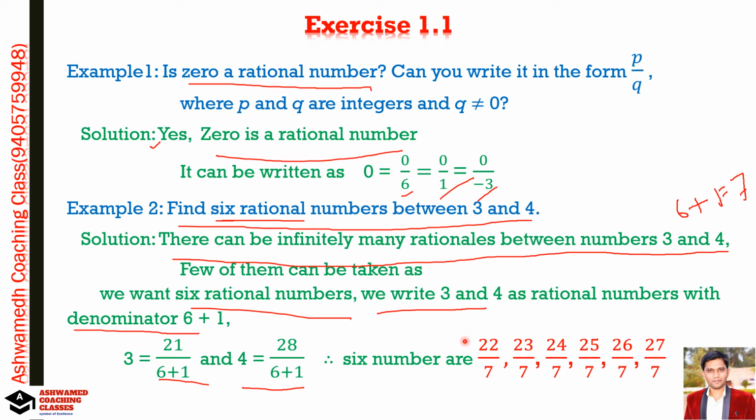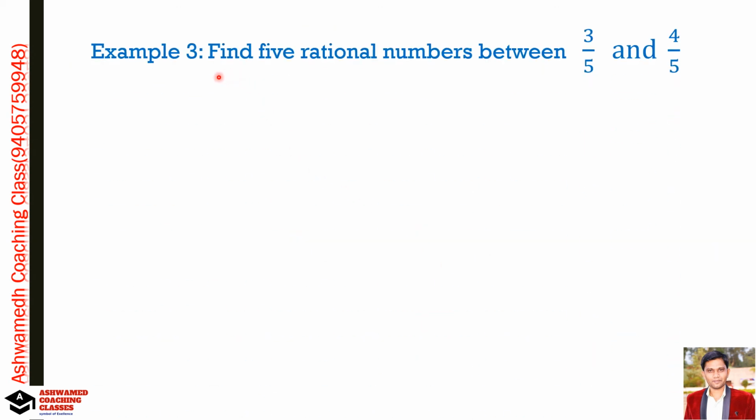So make the denominator equal, and we get the rational numbers between them. This is one more simple example. Now next is somewhat different: find 5 rational numbers between 3 by 5 and 4 by 5. We use the equality of rational numbers here. P upon Q is not a unique representation of a rational number, so there are other ways to write 3 by 5 whose value is 3 by 5. We use that concept here.